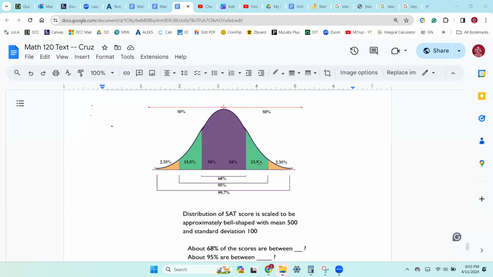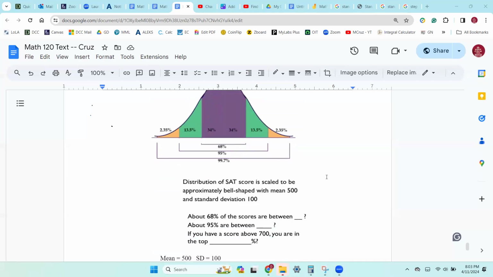We can also look at it like this, that it's broken into halves, and you can see there's your 68% broken into 2. So this will help us answer these questions. All right. So it tells us that the distribution of SAT scores is scaled to be approximately bell-shaped with a mean of 500 and a standard deviation of 100.